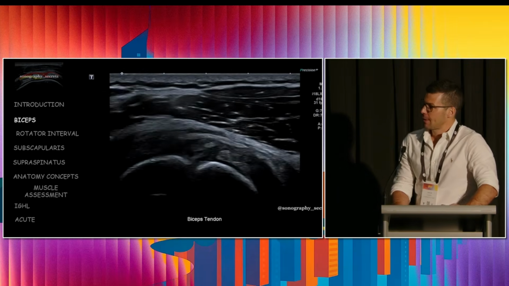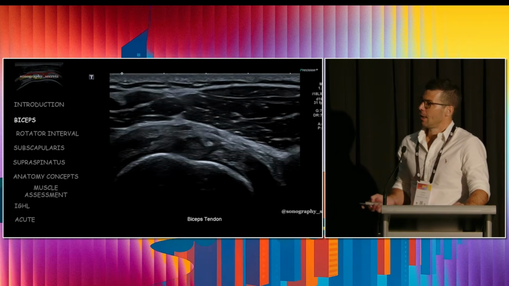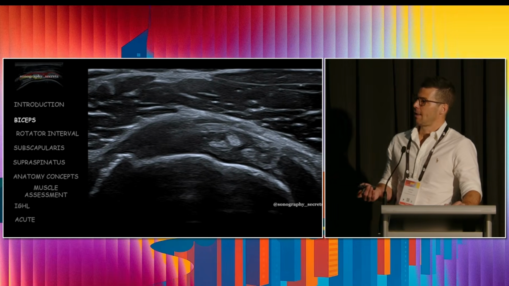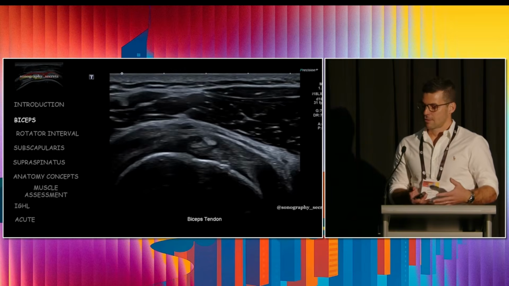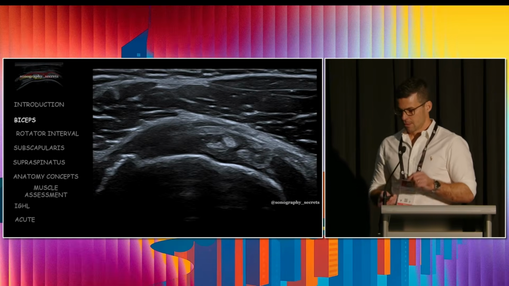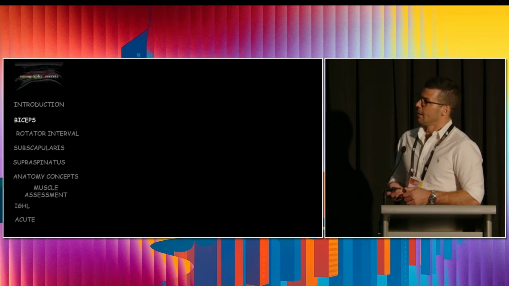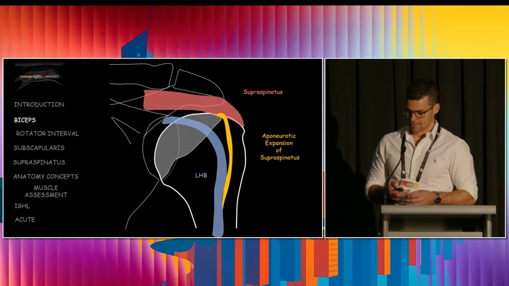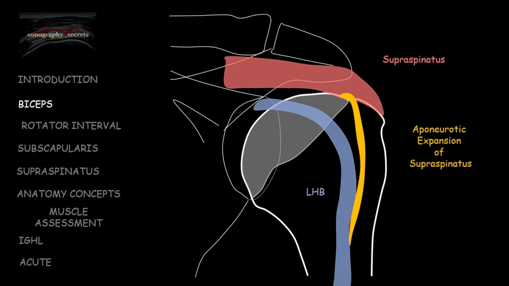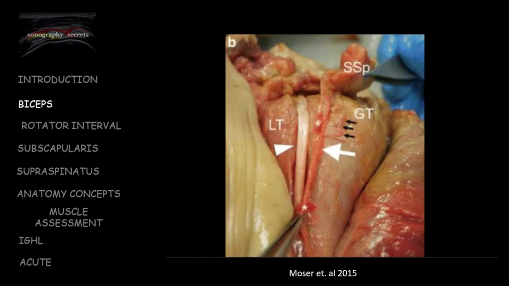This is the long head of the biceps at the bicipital groove in the shoulder. I've seen this described as a bifid biceps. I've seen it described as a longitudinal split tear of the biceps. And obviously that diagnosis could lead to unnecessary intervention, be it injections or even a tenodesis. But this is a normal anatomical variant. This is the aponeurotic expansion of supraspinatus, a tendon-like structure that comes off supra and inserts into pec major, as denoted in yellow. And this is an image from Moser that shows the normal long head of the biceps tendon, and this is the aponeurotic expansion of supraspinatus.